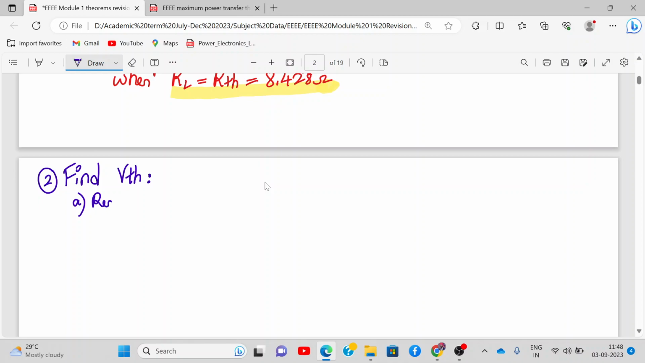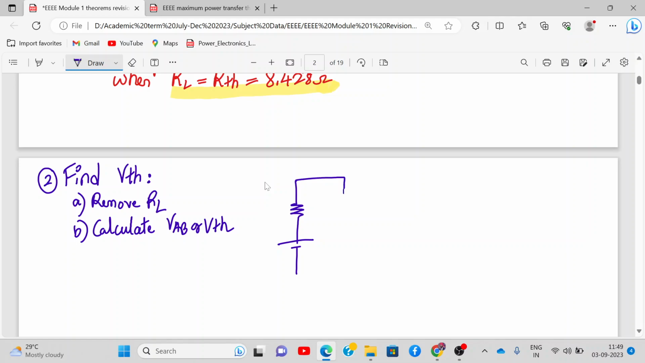We'll remove RL and calculate VAB or VTH. Okay, so I'm redrawing the same circuit, but removing RL. So you can also do the same. Quickly redraw the circuit.